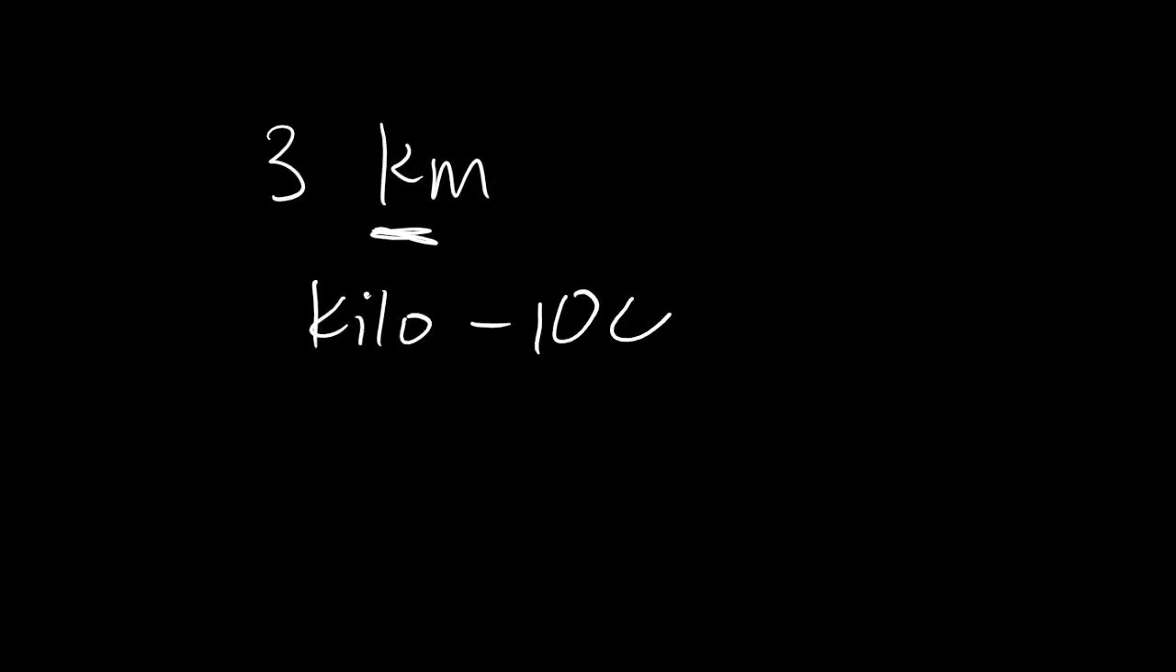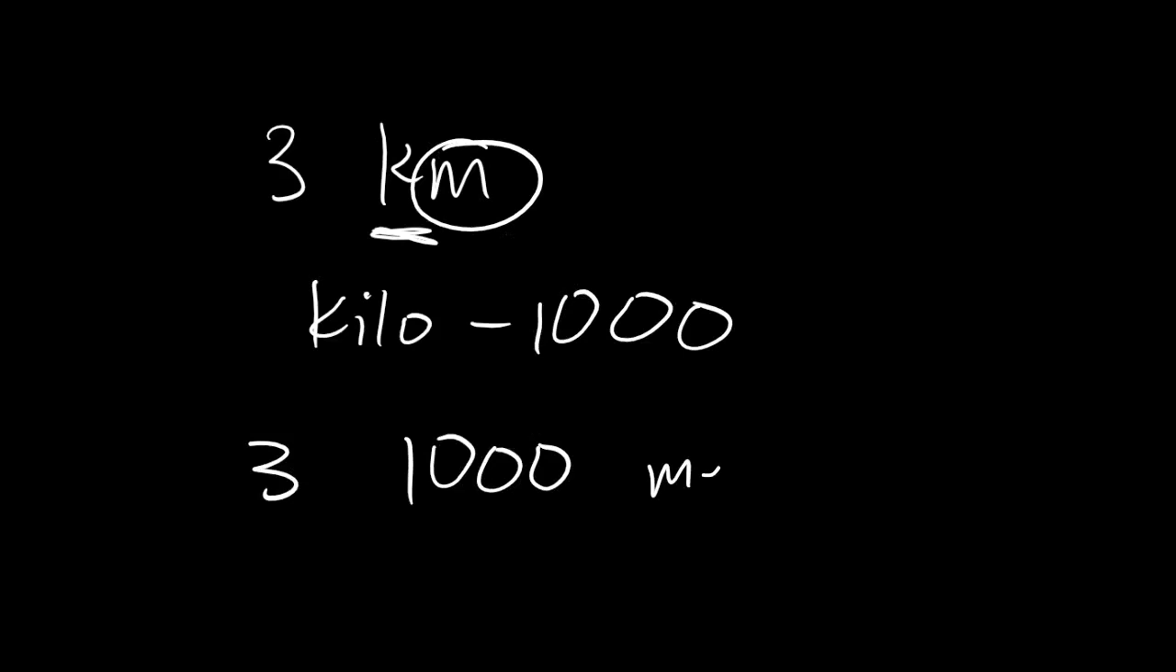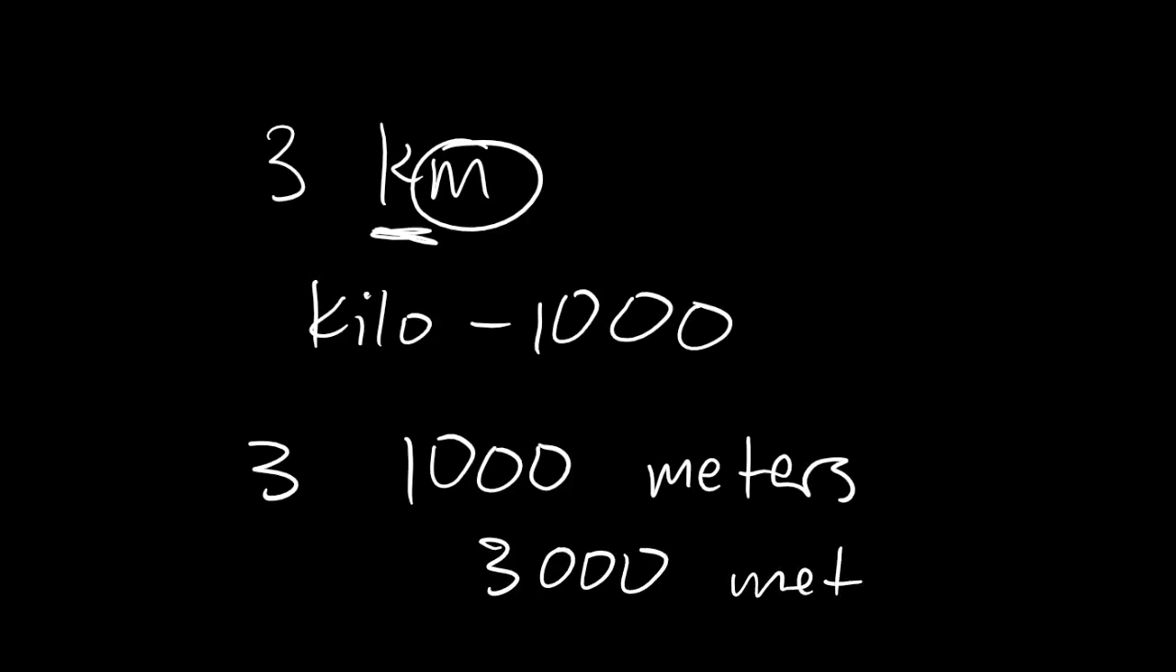For example, if we had 3 kilometers, what does that mean? Well, we know K stands for kilo. Kilo means 1,000. So that basically means 1,000. M stands for meters. 1,000 meters were 3,000 meters.